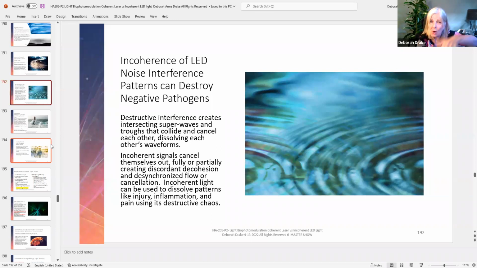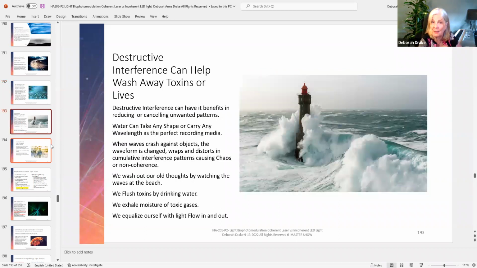But in this way, over time, we dissolve the patterns of injury, which are positive charges, by putting in negative charges. Where there is inflammation and you're too sharp, we bring you back down with normal oxygen consumption, and where you're degenerative or have lost minerals, then we bring you up to power. So I want you to think that destructive interference can wash away toxins.